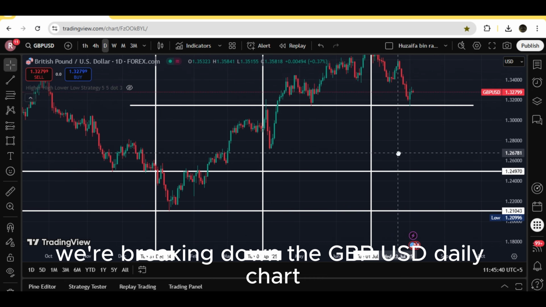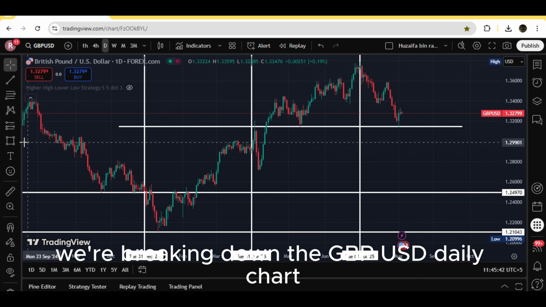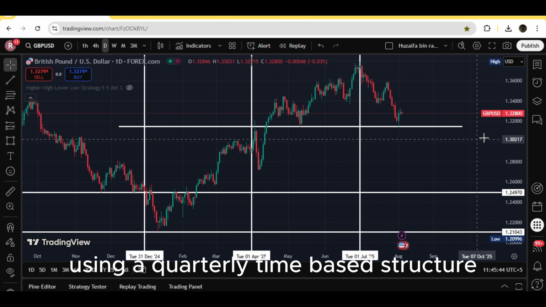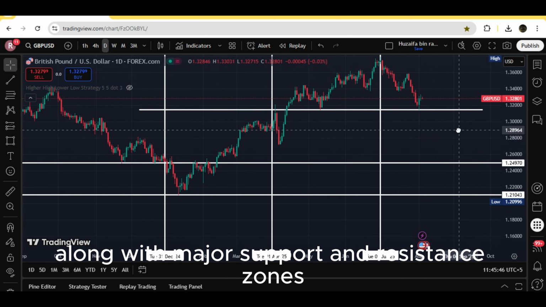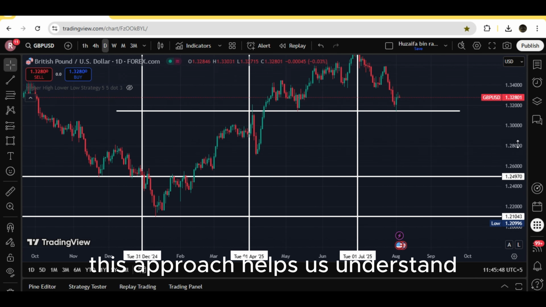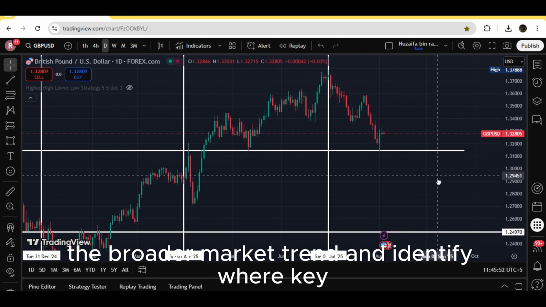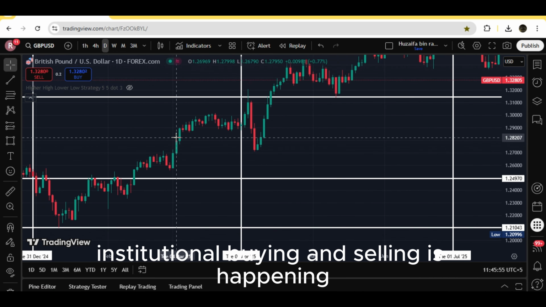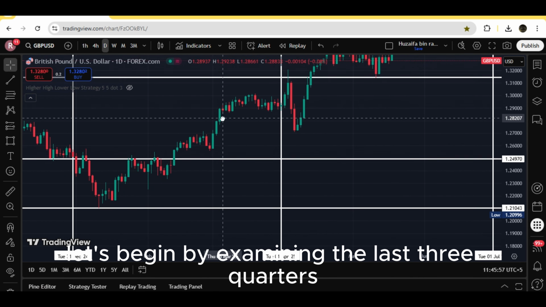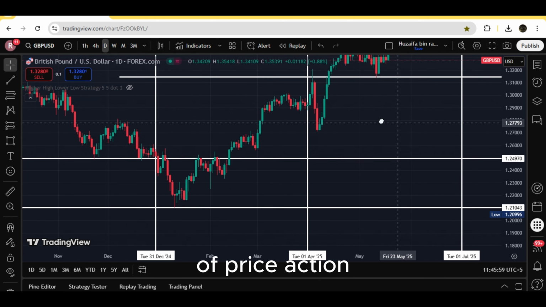We're breaking down the GBP USD daily chart using a quarterly time-based structure, along with major support and resistance zones. This approach helps us understand the broader market trend and identify where key institutional buying and selling is happening. Let's begin by examining the last 3 quarters of price action.